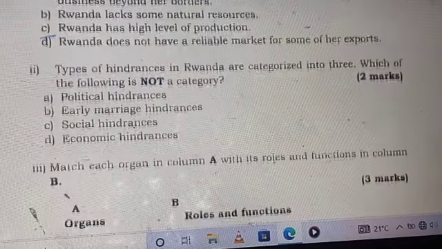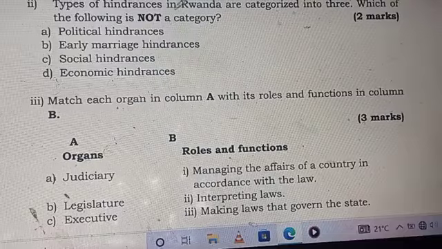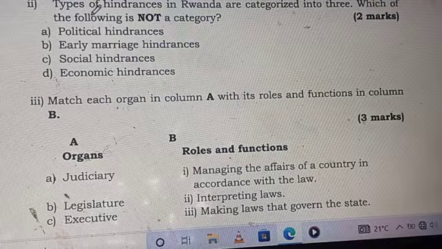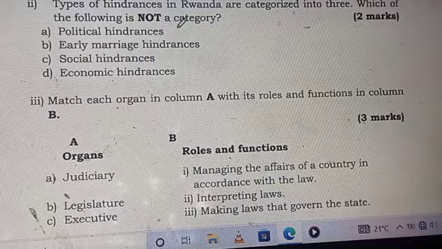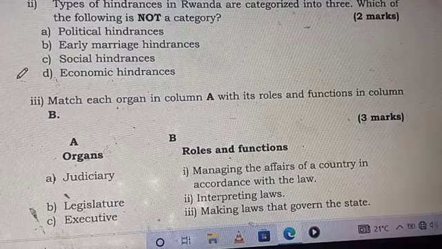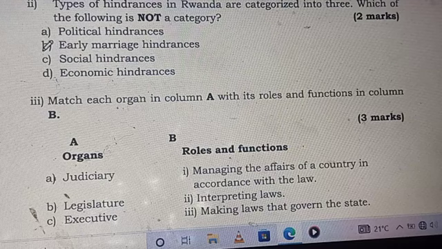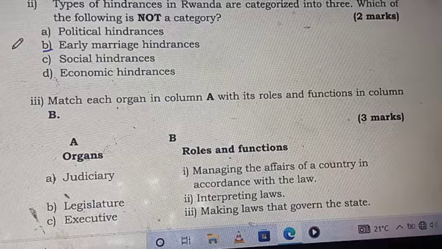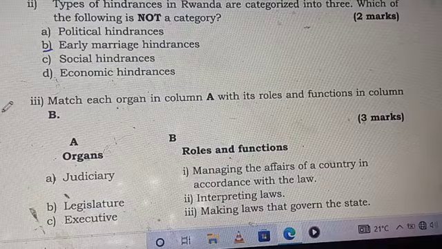Question 2. Types of hindrance in Rwanda are categorized into 3. Which of the following is not a category? Choose the best. The best answer is letter B, marriage hindrance. Marriage hindrance is a social problem, not a category.